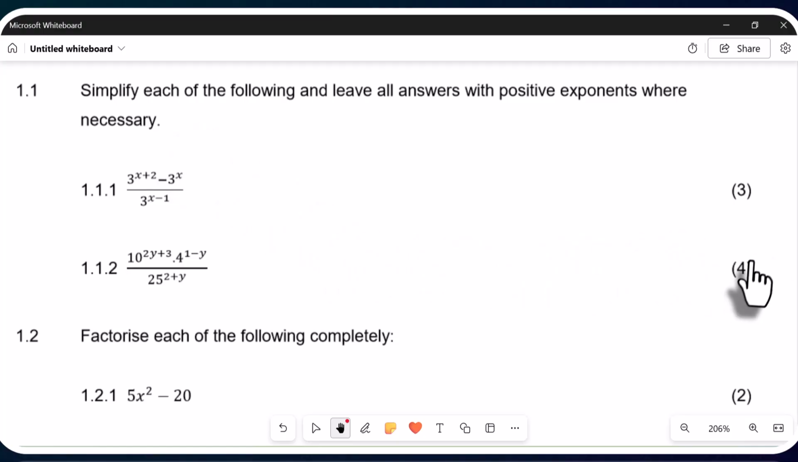Question 1 says, simplify each of the following and leave all answers with positive exponents where necessary. Did you hear that? Where necessary. Okay, so here we have 3 power x plus 2 minus 3 power x, divided by 3 power x minus 1. So what do you think here? What do we do here?